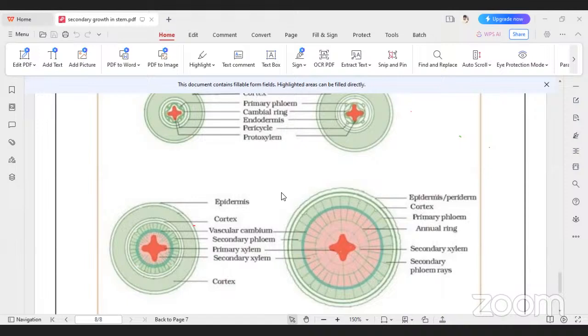No doubt, sir. Any doubt in intrastellar? Any doubt in extrastellar? Any doubt in phellogen formation, phellum, cork, periderm? Clear? Clear, sir. Right.